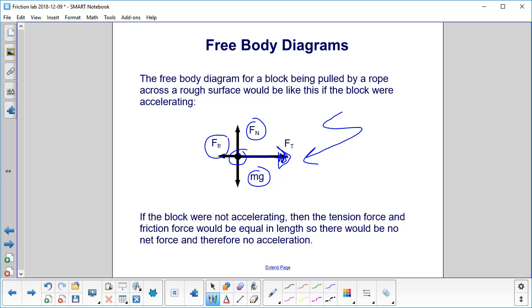Now, if the block is accelerating, the tension force will be greater than the friction force. So when you add the two of them together, you'll get a net force in that direction. But if the block were not accelerating, if it was moving at a constant speed or not moving at all, then the tension force and friction force would be equal. This way there'd be no net force in the x direction and no acceleration.